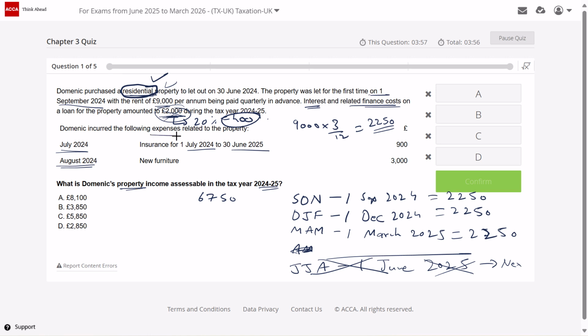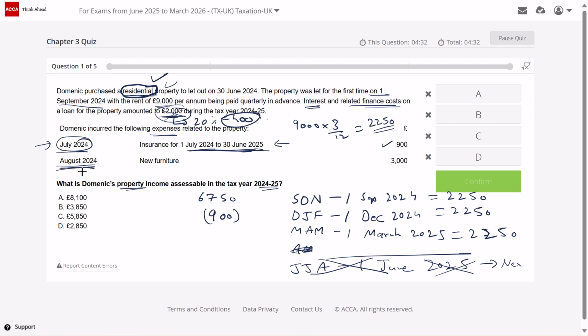Next, there are other expenses too. It does not matter what period it pertains to since I'm doing cash basis. If it would have been accrual basis, then I would have considered this period. Since I'm doing cash basis, I will consider the date on which the payment is being made. That is July 2024, which falls within tax year 24-25. So this expense of 900 is allowable. So I will deduct this 900 from my property income, or rental income.